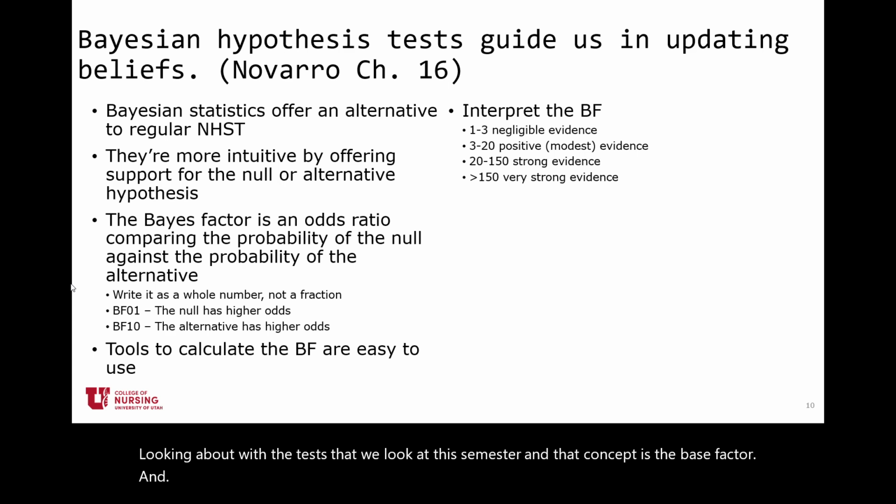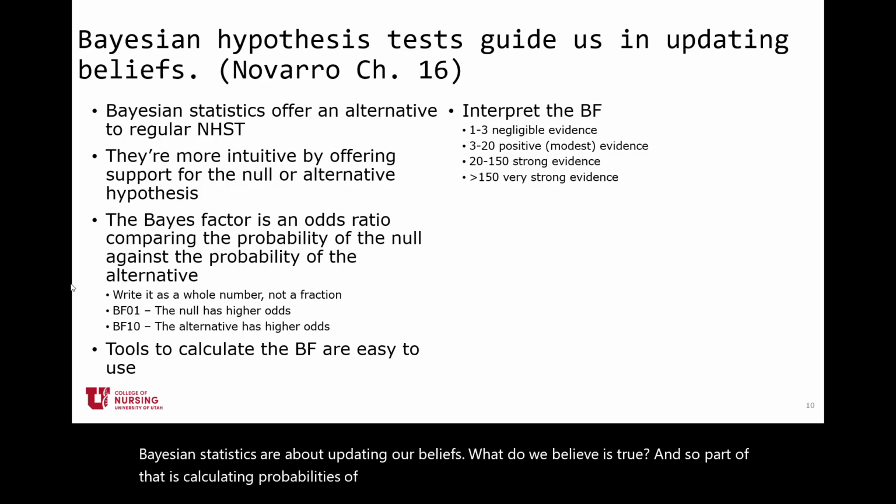Bayesian statistics are about updating our beliefs. What do we believe is true? And so part of that is calculating probabilities of things. And as you skim through the chapter, you'll see the math is a little bit complicated. You don't need to focus on the math. I'm not going to do a lot of math. But we are going to look at something called the Bayes factor.